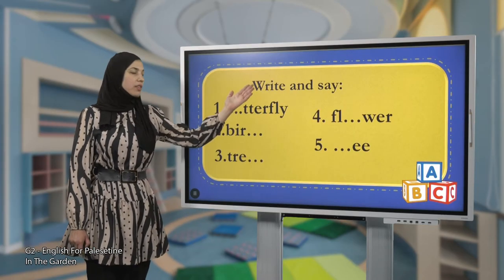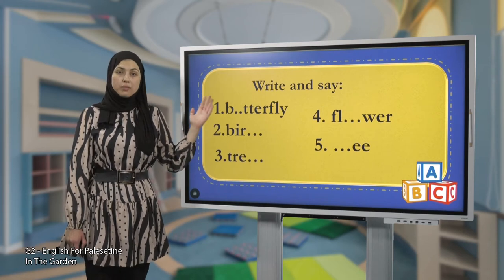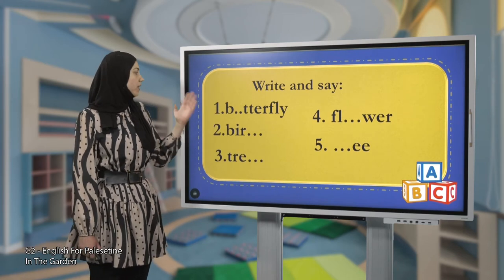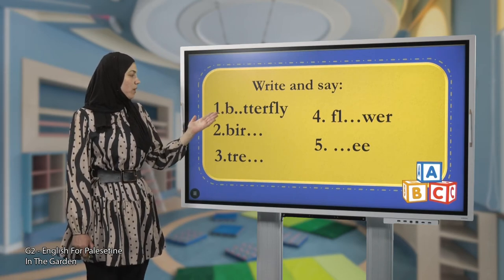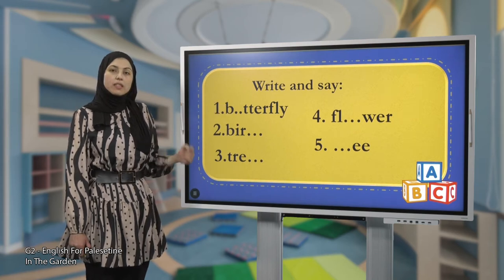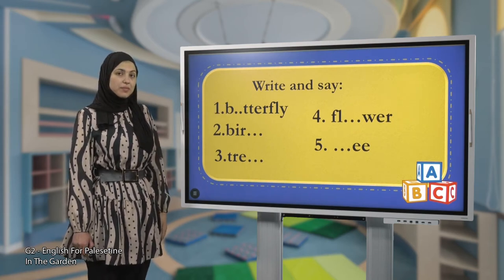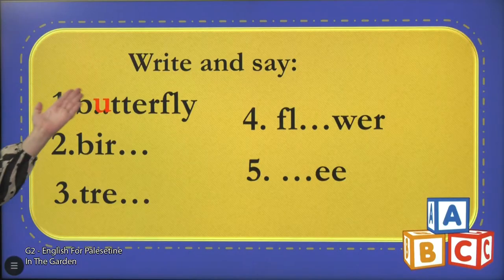Now let's write and say. Now we are going to write the missing letter correctly. One. Butterfly. So what is the missing letter here? Butterfly. Yeah, of course, you. Butterfly.